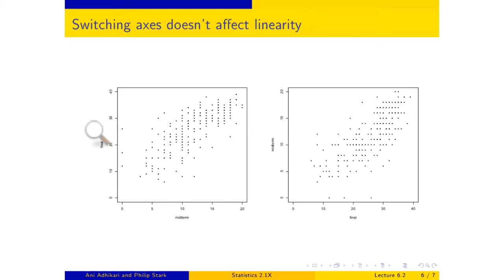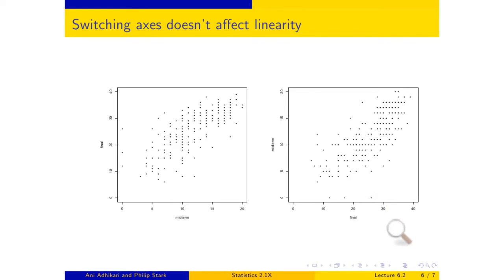If we had made the opposite choice, the picture would have looked like this: final on the horizontal axis and midterm on the vertical. And what has happened? We have taken our original scatter diagram and we have flipped it about the x equals y line. And so you can see these 3 points, these are the 3 people who didn't take the midterm. These 3 points here, which were on a vertical strip, are now on the corresponding horizontal strip down here.